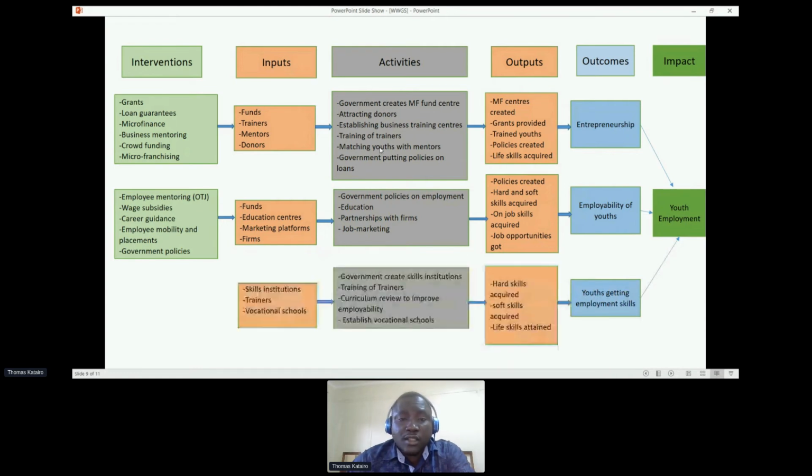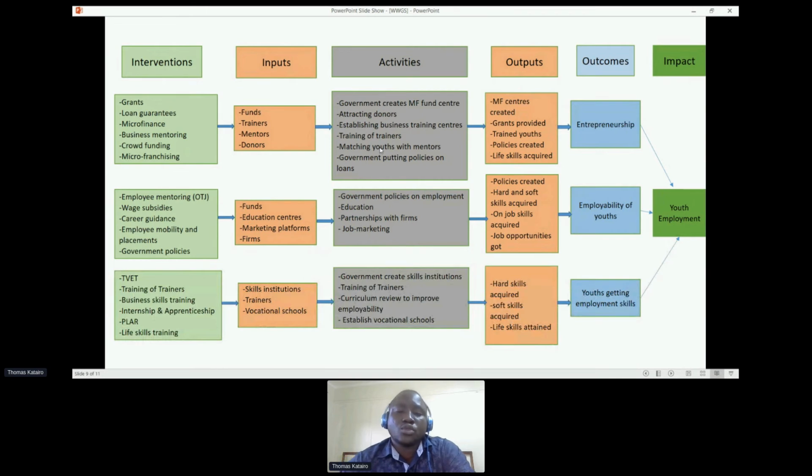Another line of thinking, the one that is very common, is the youths getting the employment skills. So in this case, you have things like the TVET, that is the vocational and educational training. Then you have also training of trainees. These ones, the training of trainees, helps to give skills to the people who are supposed to pass on the skills to the youths. So another intervention would be business skills, internship and apprenticeship, and then the life skills training.